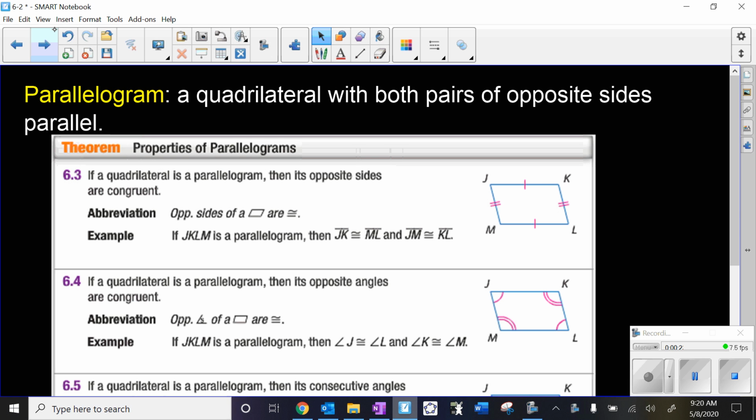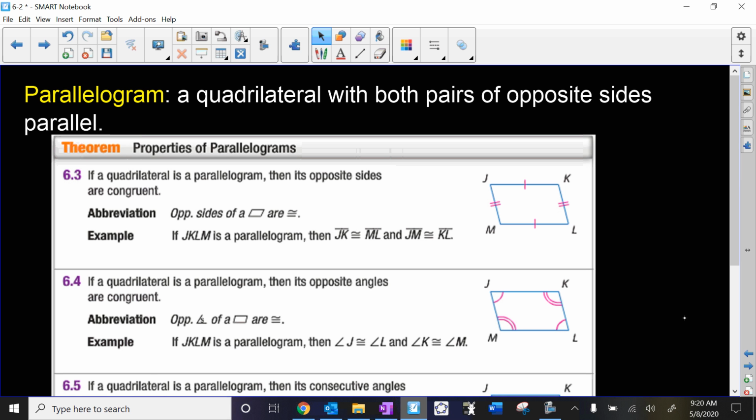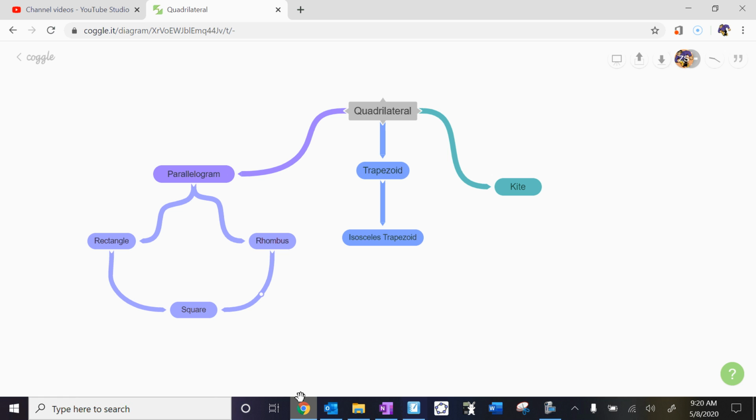So some of the properties that we've got: a parallelogram we're saying is a quadrilateral with both pairs of opposite sides being parallel. So I'm going to create what we call a quadrilateral tree, to give us a picture as to where all these quadrilaterals fit. I have the entire thing already drawn out. So we're just stating that a quadrilateral has four sides. And underneath a quadrilateral, one of them that we're going to talk about is called a parallelogram.